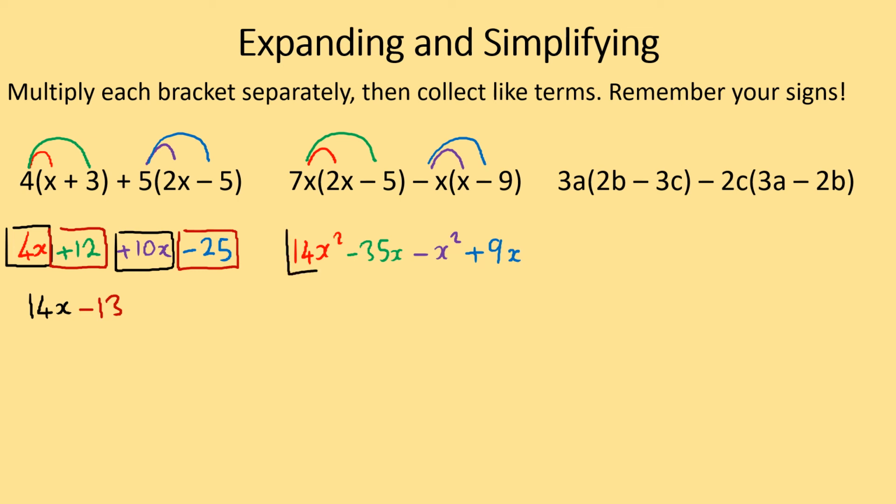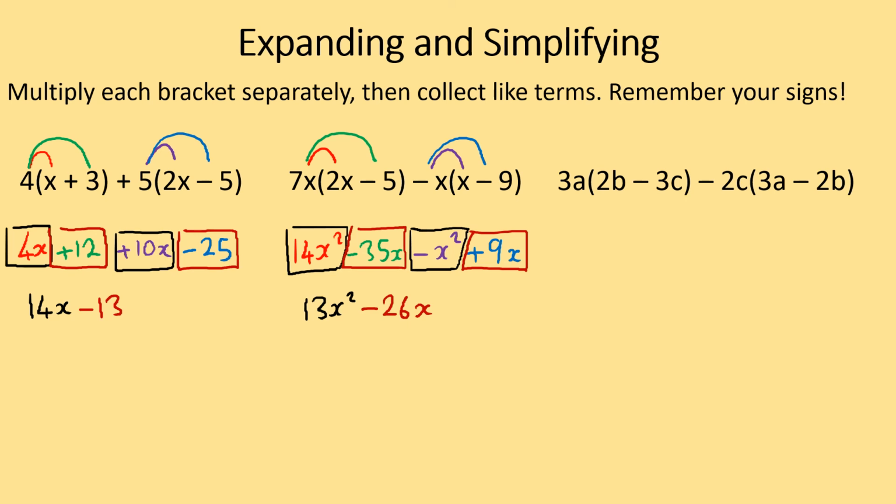Putting our terms together, we have got 14x squared minus x squared. Remember, if it's just x squared on its own, that's like if there was 1x squared there. So we need to do 14 minus 1, which will give us 13x squared. And then we also need to do minus 35x plus 9x, which will give you minus 35 plus 9 is minus 26, and then x is x.